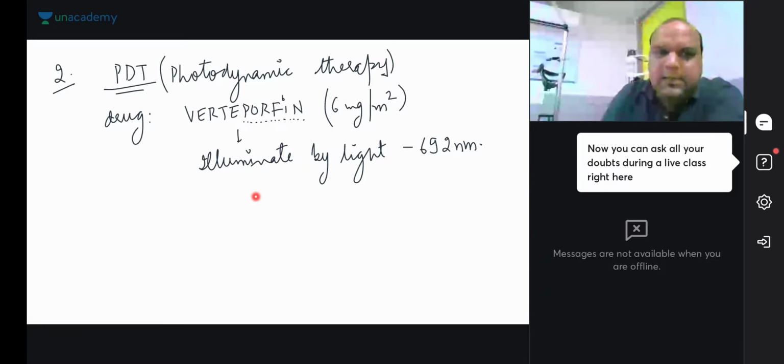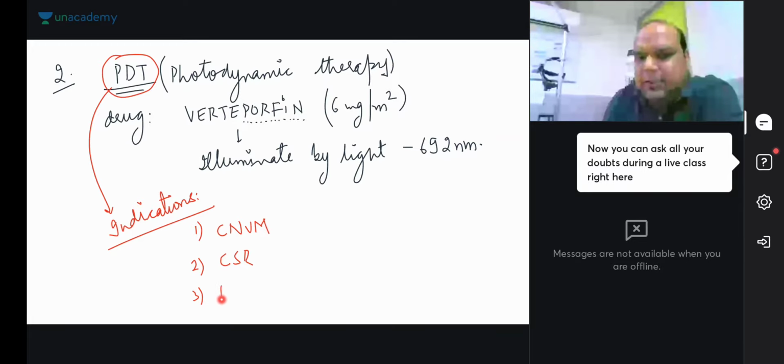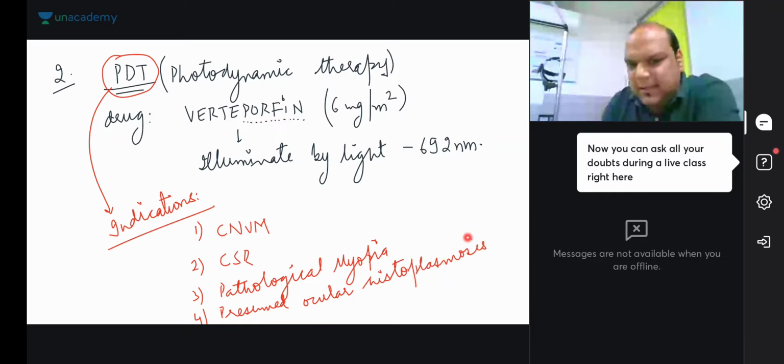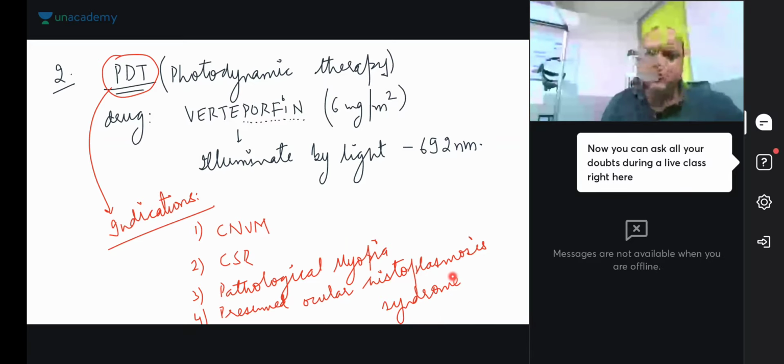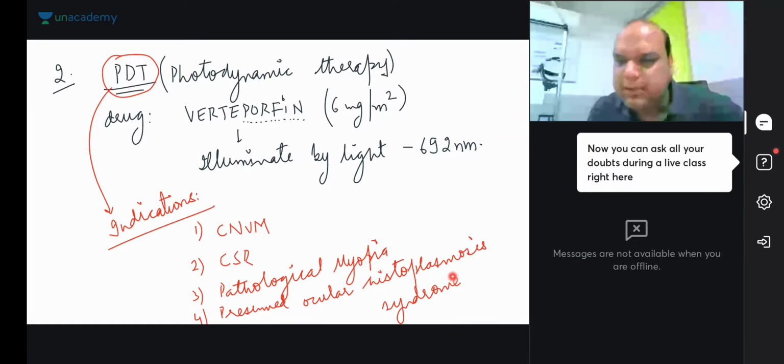Now, what are the indications of PDT? Indications of PDT, as I have just explained: number 1, choroidal neovascular membrane. Number 2, I hope you understand this, CSR. Number 3, pathological myopia. Please remember, for pathological myopia, we can also use PDT. And another important indication is ocular histoplasmosis syndrome, POHS, presumed ocular histoplasmosis syndrome. So this can be a straight question: which of the following diseases can we use photodynamic therapy for? These are the 4 things. CNVM, choroidal neovascular membrane, what we are studying. CSR, we have already studied. Myopia, you know, and POHS, presumed ocular histoplasmosis syndrome.